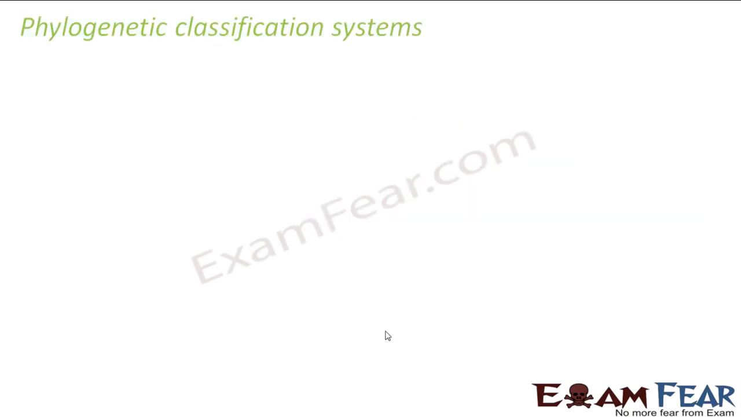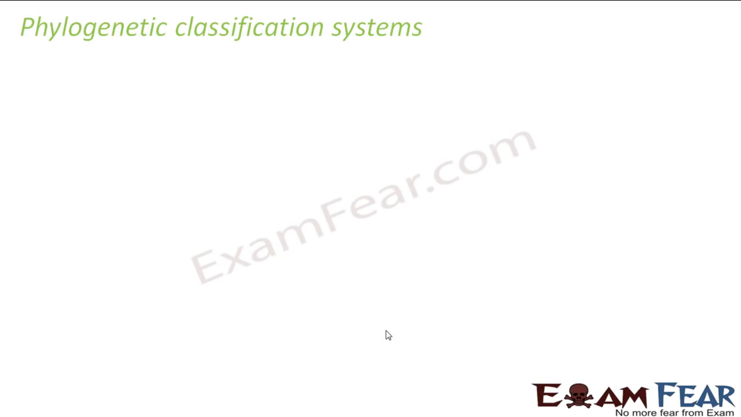Yet another classification system came up, and that was known as the phylogenetic classification system. So let us see what this system of classification was. Definitely this system was meant to ensure an even better mode of classification so that it can overcome the limitations of the natural classification system.